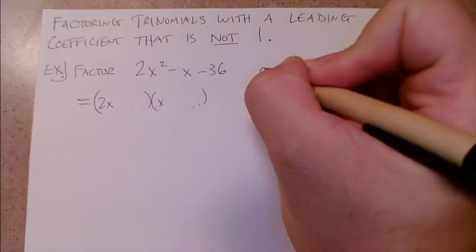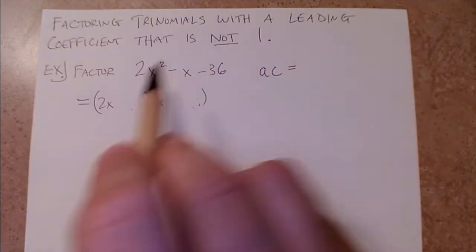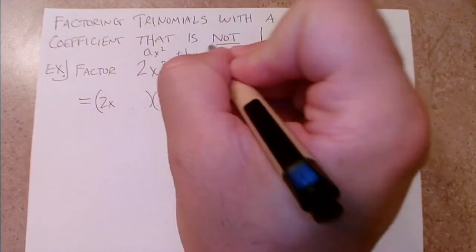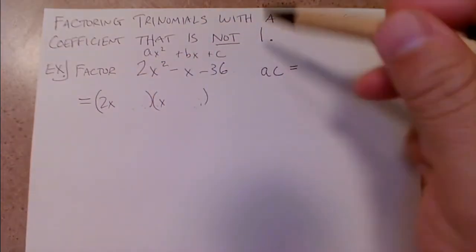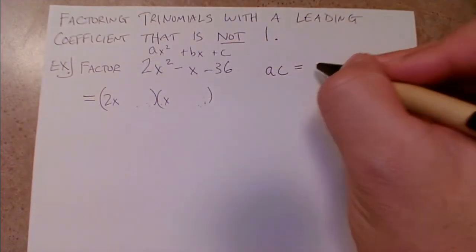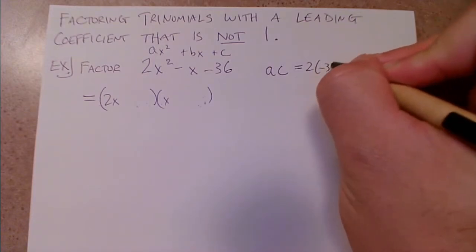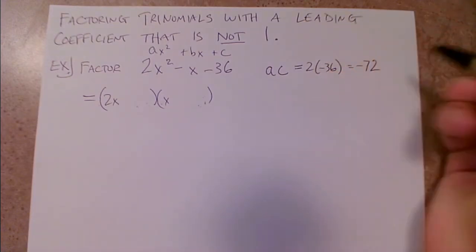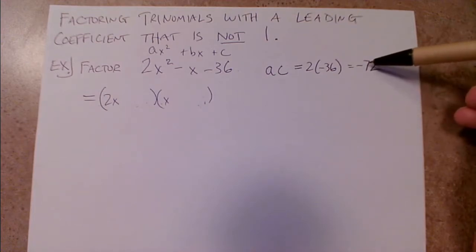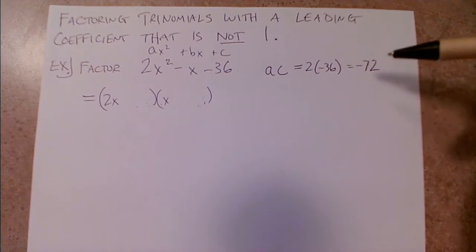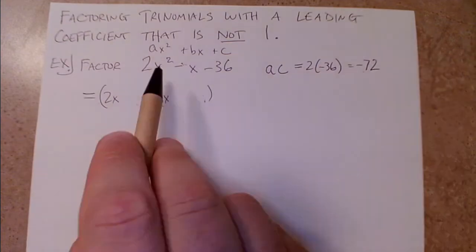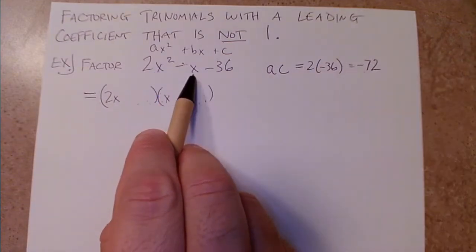It's called the AC method. Here's what you do. We write this as ax squared plus bx plus c. A is the leading coefficient, C is the constant coefficient, and I multiply those two together. I get 2 times negative 36, which is negative 72. Now we're going to play this game of trying to figure out what factors of negative 72 will add up to negative 1. The coefficient b in front of my x is negative 1.